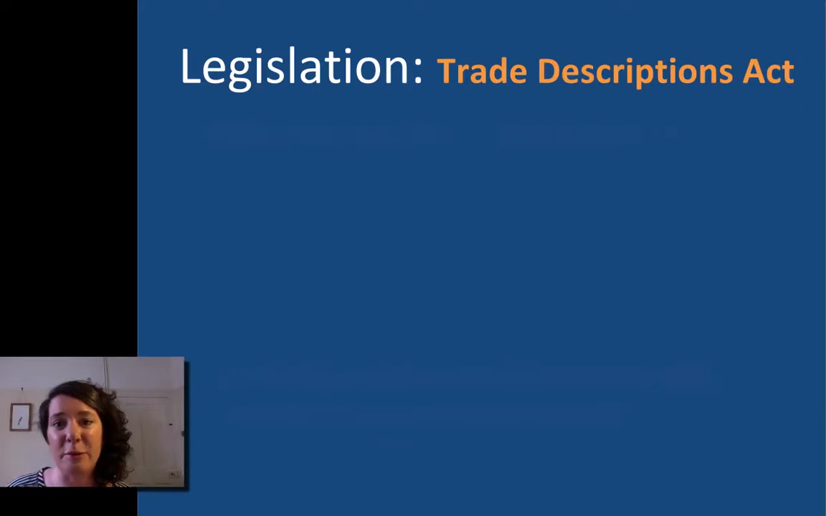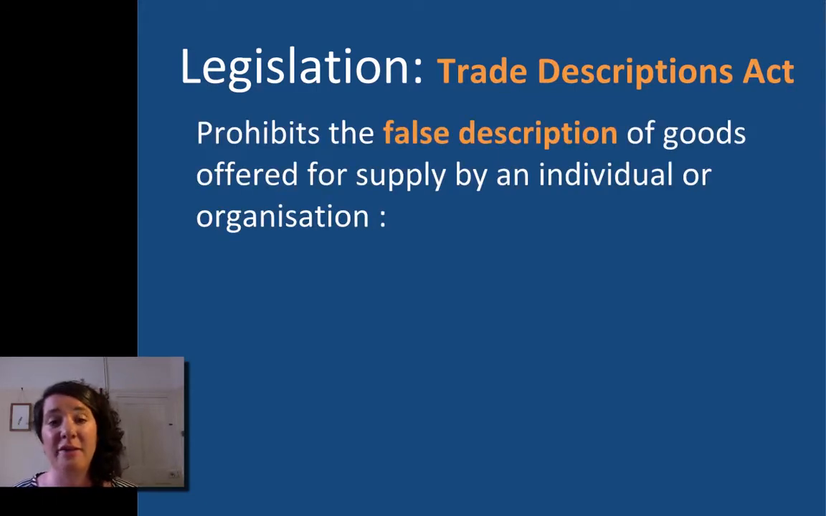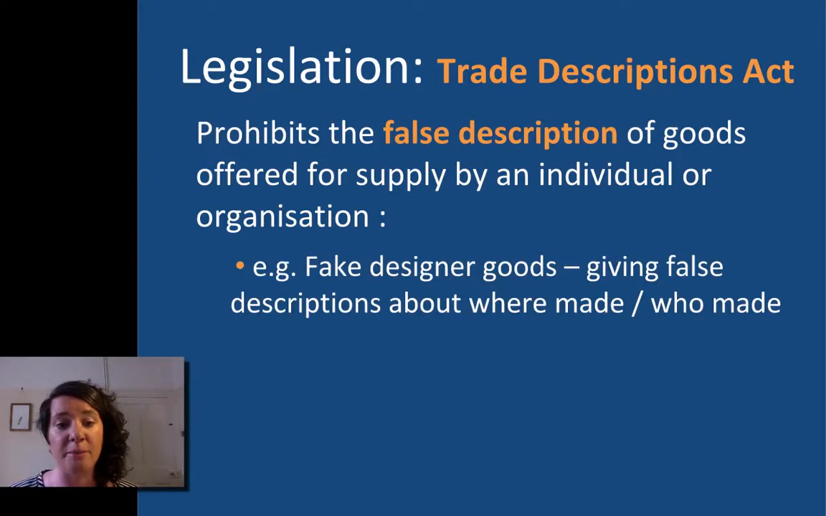Under the Trade Descriptions Act, there's a set of regulations here that prohibit the false description of goods offered for supply by any individual or any organisation. This means that if you're giving false descriptions about who made something or where it was made, so a good example of this would be fake designer handbags, for example. If you're selling them as though they are that designer's brand, then you're giving a false description of those goods.